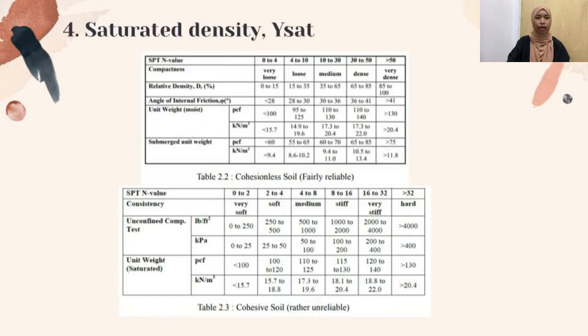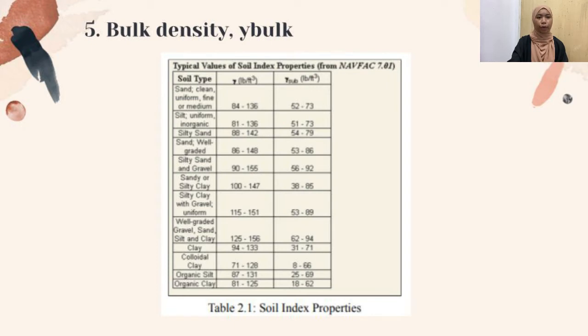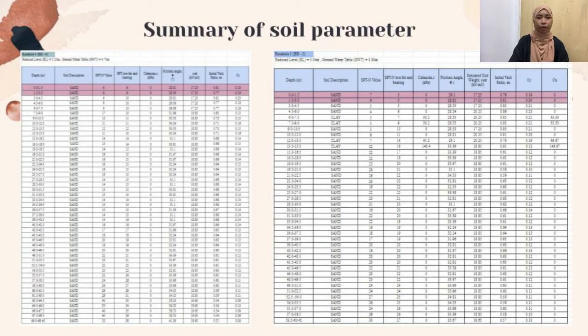Other parameters like saturated density are also determined using the table shown, where it is a penetration resistance and soil properties on the basis of SPTN number. Bulk density or gamma bulk also were determined based on the typical values of soil index properties in the table shown, where it stated the soil type and the soil consistency based on the SPTN number. So this is the summary of soil parameter for borehole 4, borehole 5 and borehole 5A.